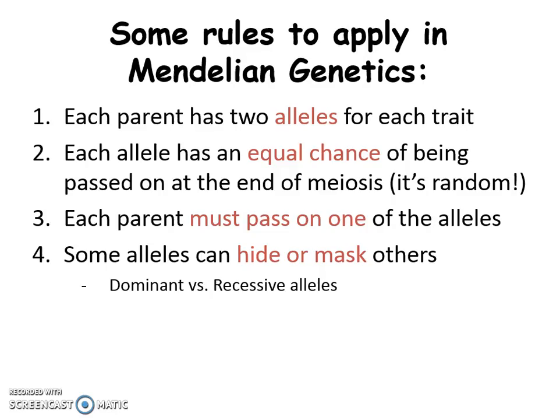Just a couple of rules to remember when you're doing Mendelian genetics or monohybrid crosses: each parent has two alleles for each trait, and each allele has an equal chance of being passed on to the offspring. It's completely random. Each parent must pass on one of the alleles and only one, so each parent passes on one of their two alleles to each individual offspring, and some alleles can hide or mask others, so that's dominant versus recessive.